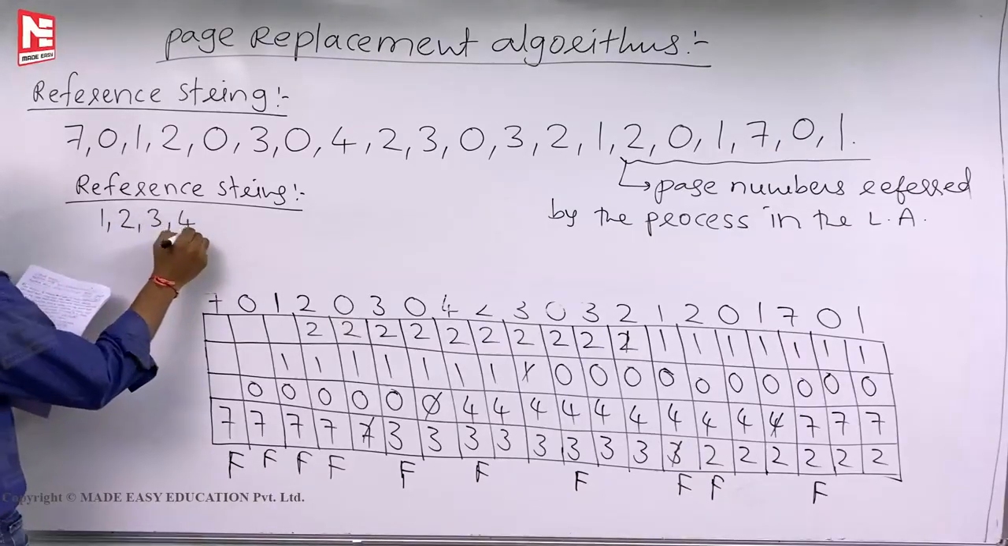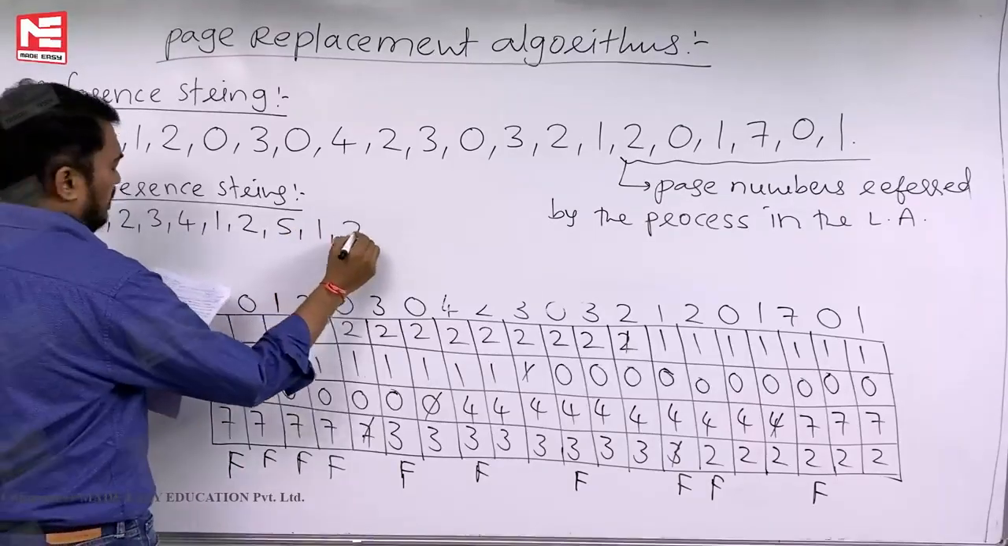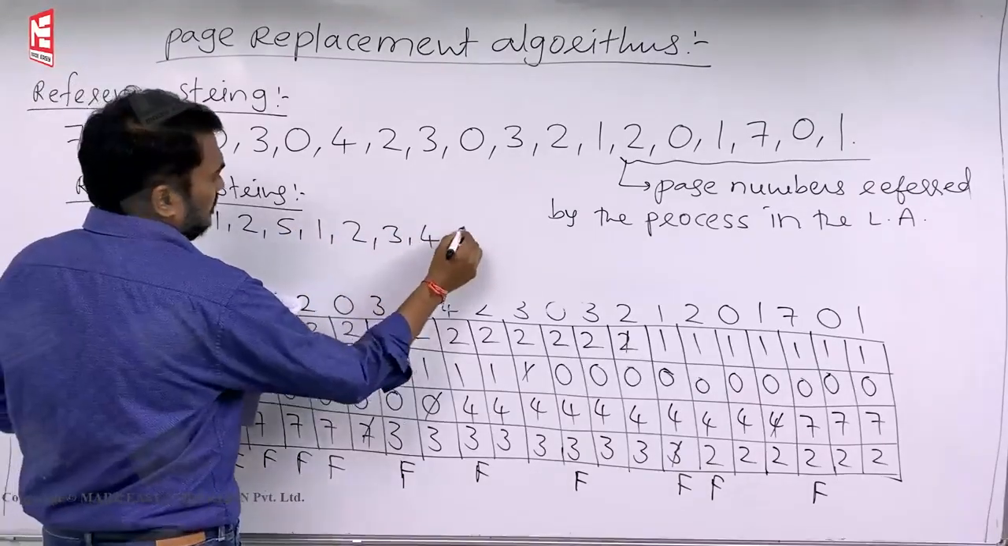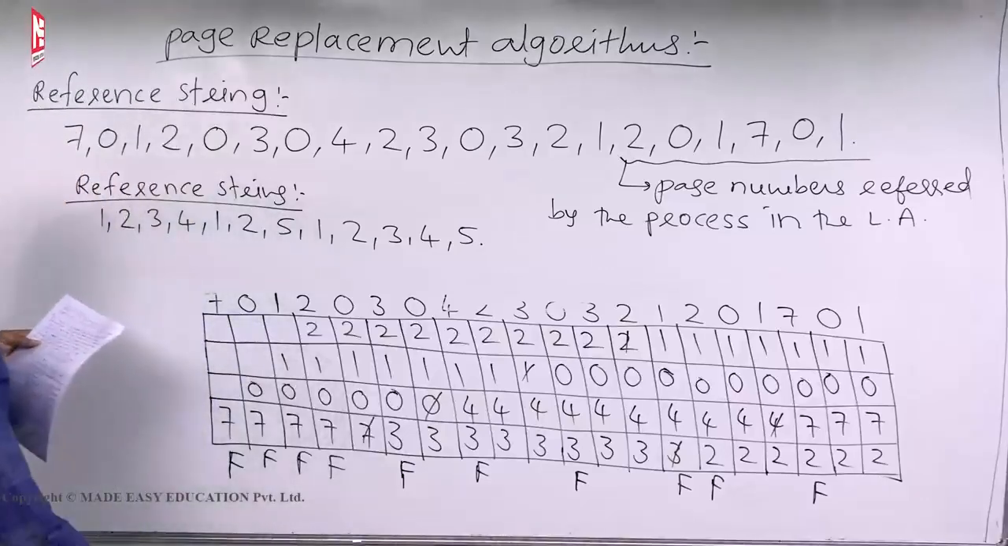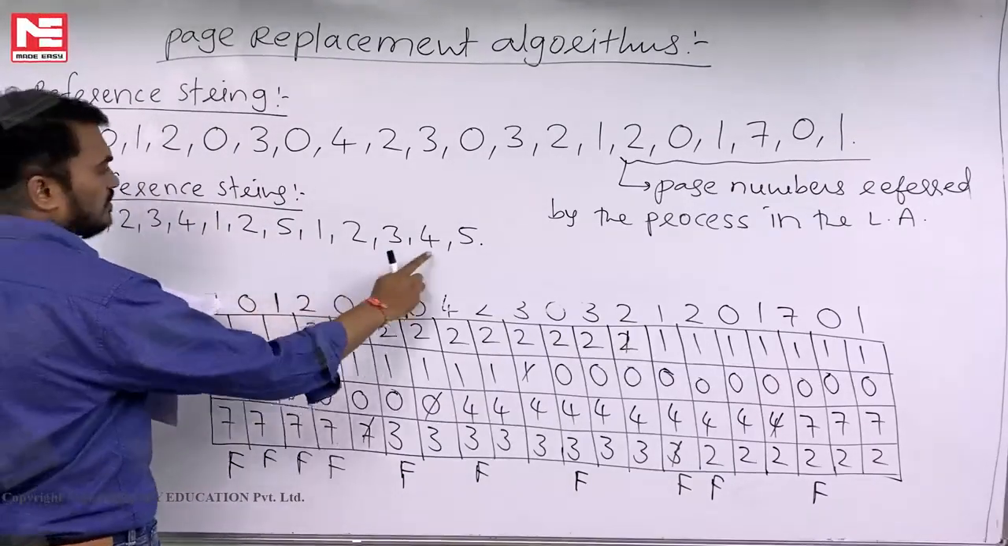1 2 3 4 1 2 5 1 2 3 4 5. Okay, so 1 2 3 4 1 2 5 1 2 3 4 5.